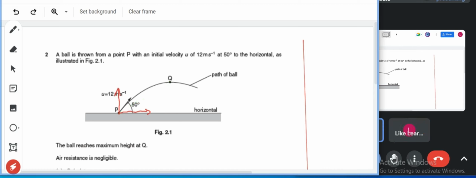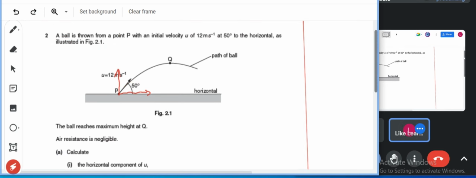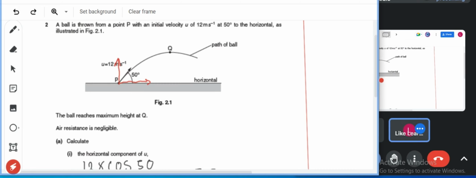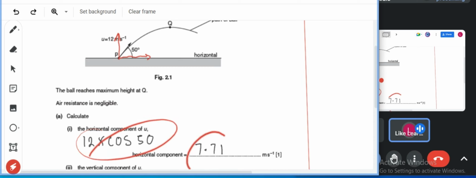A ball is thrown from a point P with initial velocity u, 12 meters per second, at 50 degrees to the horizontal as shown. What you did, you were asked to find the horizontal component of u, which is u cos theta. That's 12 cos theta. You got that first.